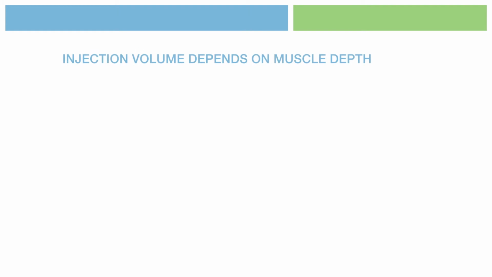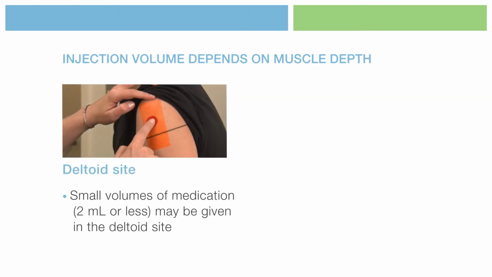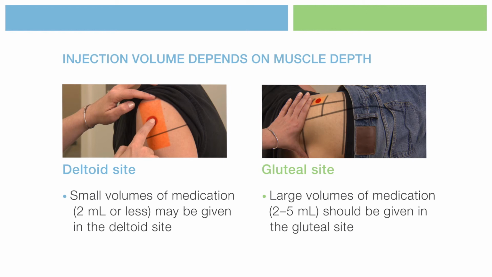The injection volume will depend on the muscle depth. Small volumes of medication, 2 milliliters or less, may be given in the deltoid site, whereas large volumes of medication, 2 to 5 mLs, should be given in the gluteal site.